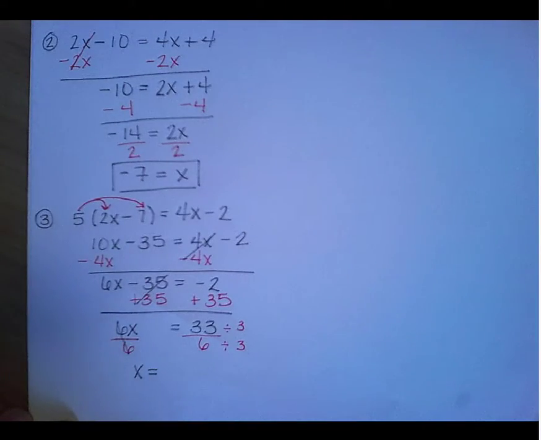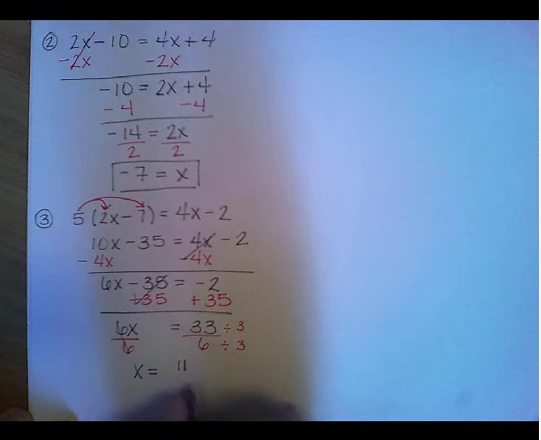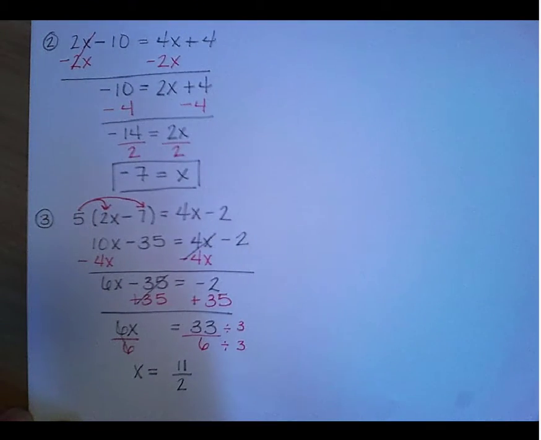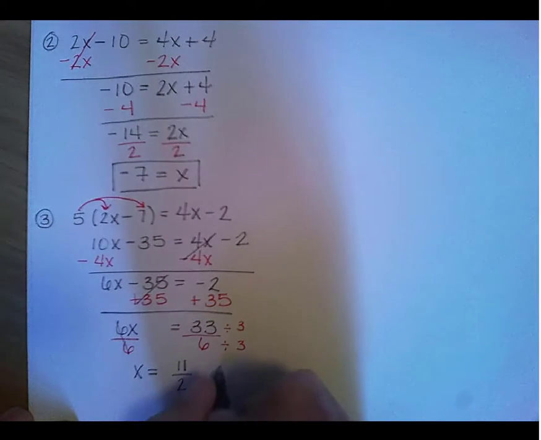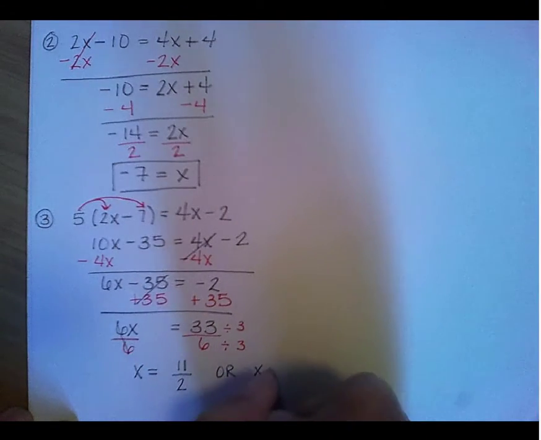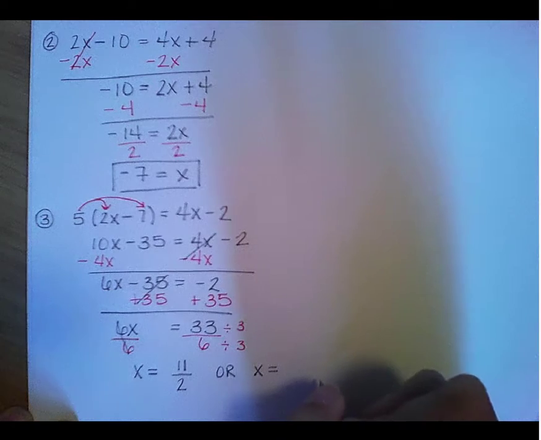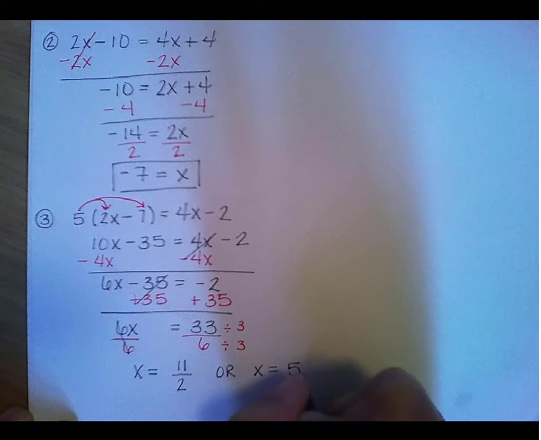So 33 divided by 3 would give us 11. 6 divided by 3 would give us 2. So we could say that our answer is 11 over 2. Or we can do that in decimals just like we did that very first problem and say that this is 5.5.